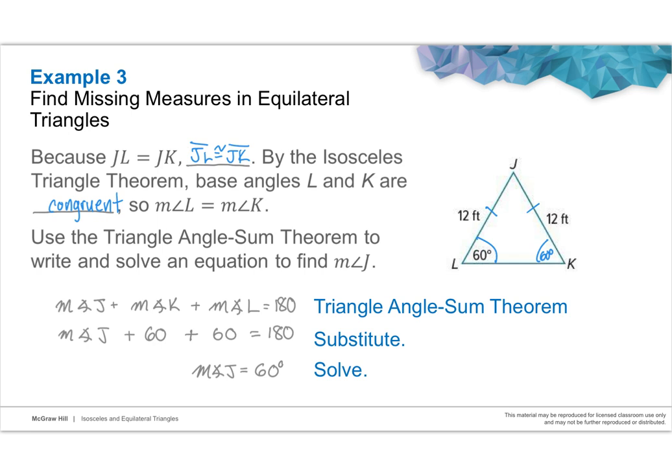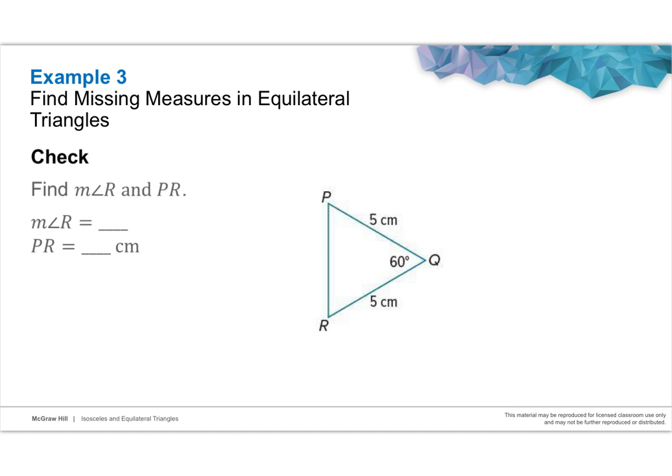And with our triangle angle sum, we have all three angle measures adding up to 180. And now we have two of them filled in as 60. So we can do a quick subtraction there, and we can get that the measure of angle J is 60 in the end. Take a pause on the video and see if you can work through this example 3 check here.